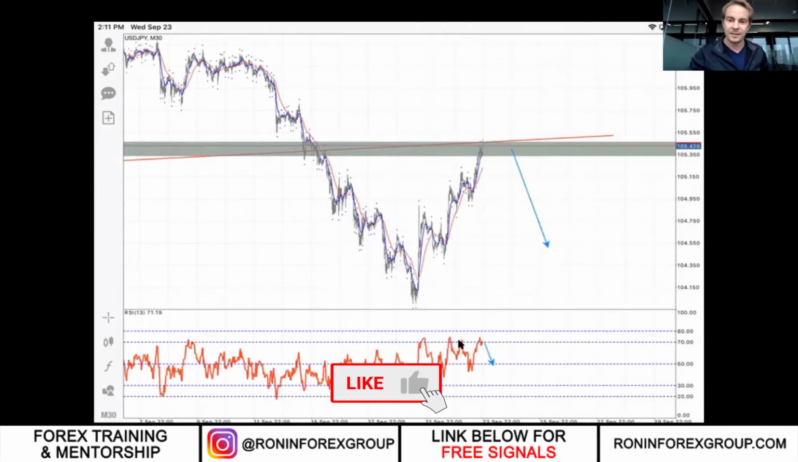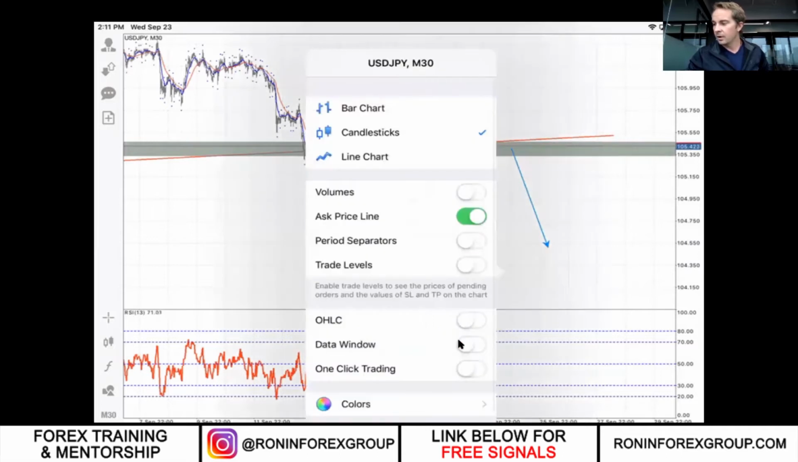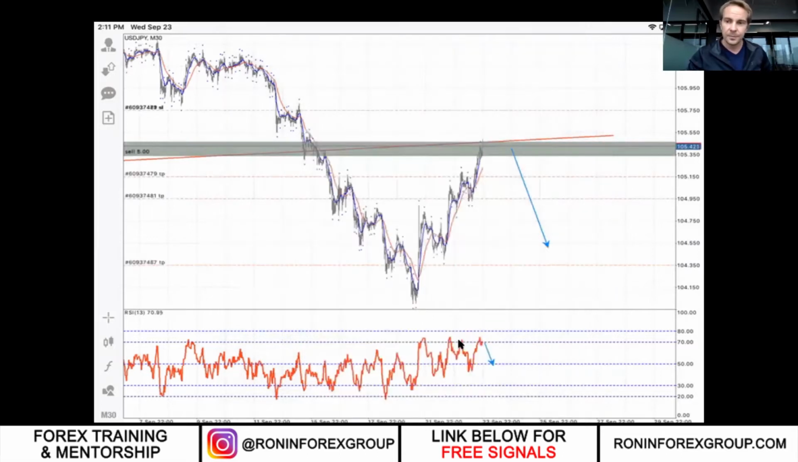So we have a move here, here, here, and I'm thinking, at least I'm betting, right? Because I'm trading this myself, that we're going to take a move lower. So this is on our signal setup for the VIP group. This is my exact trade that I'm showing you guys right now.